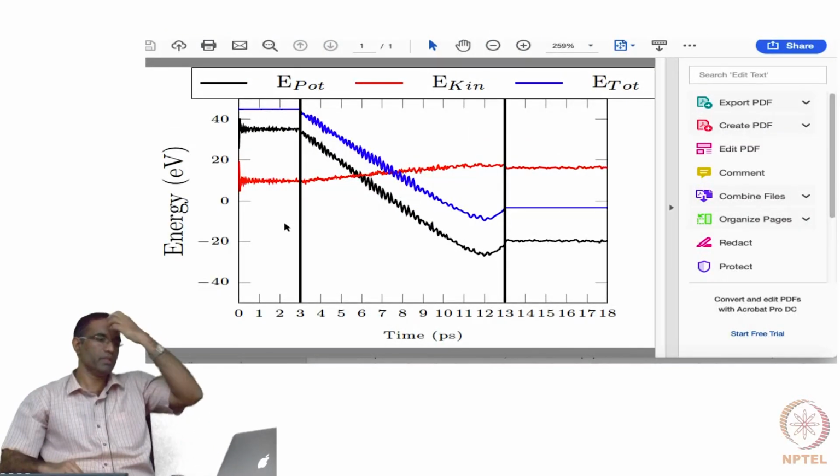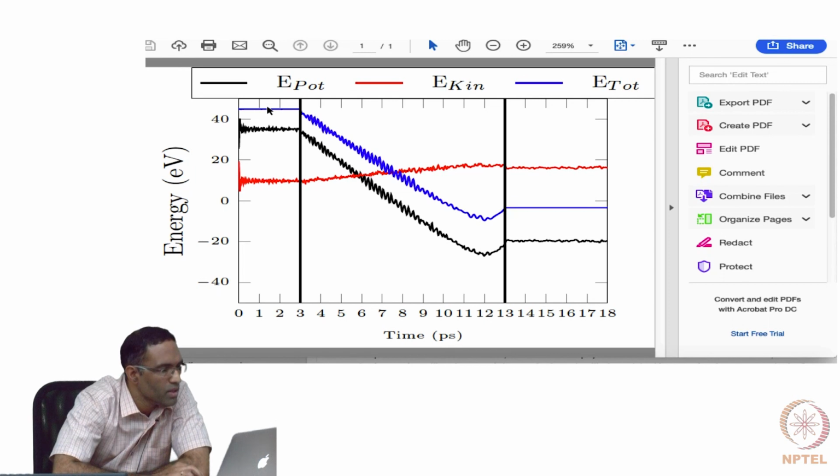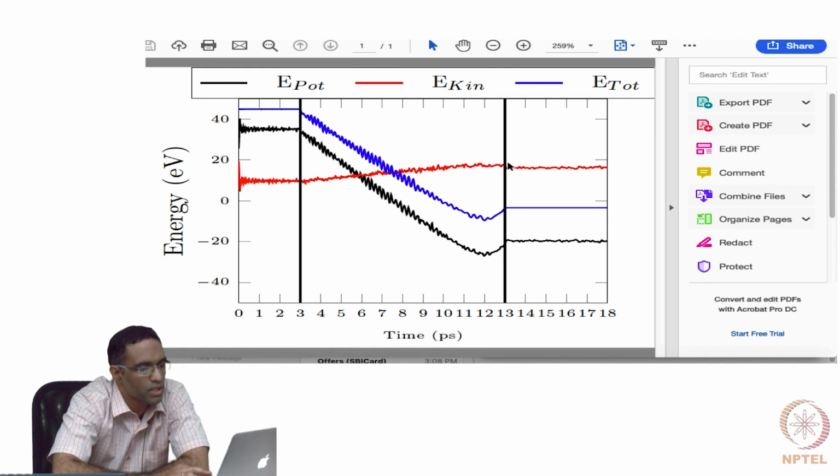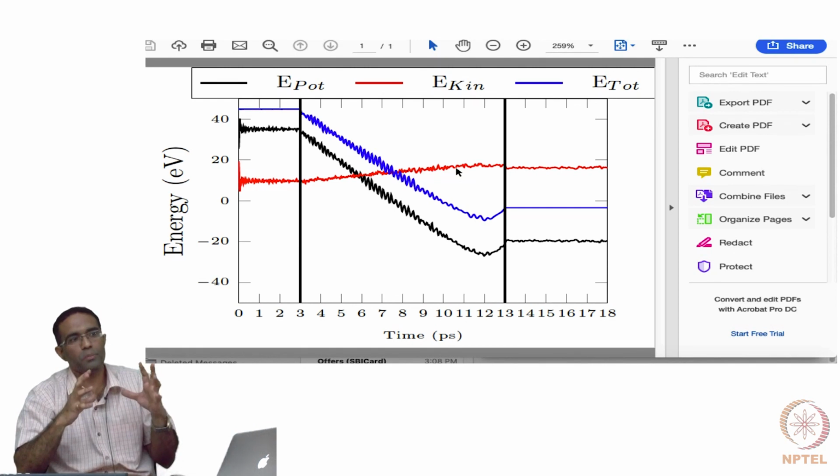And this is the way the energy varies. Initially this is the part where you do a pure NV. This is the total energy, this is the potential, this is the kinetic energy, and then you are slowly increasing the temperature. So the kinetic energy increases and the potential energy is decreasing. You are decreasing the pressure of the system from a huge value, and then after 10 picoseconds you have stopped doing anything and again run NV. So you see the kinetic energy being almost constant, the potential energy being almost constant, and the total energy being almost constant.